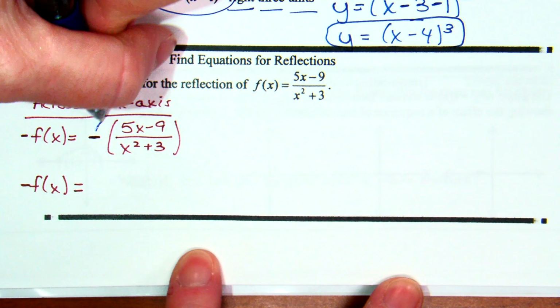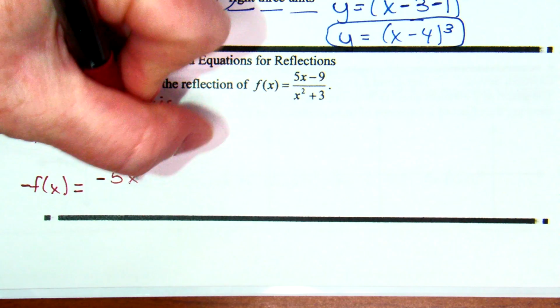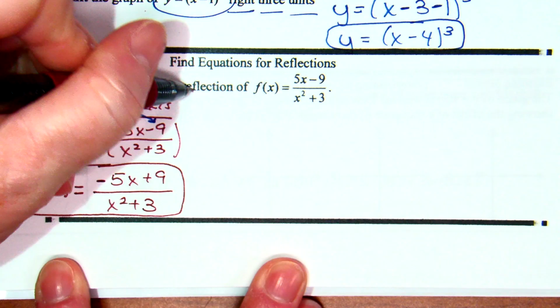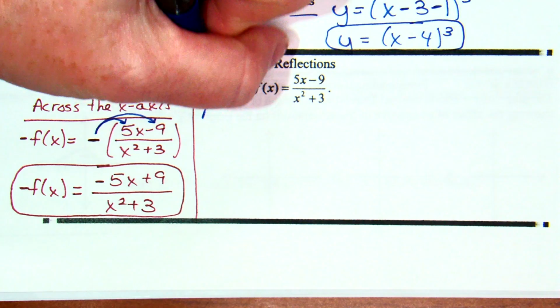So as I rewrite this, if I distribute that negative on top, what does this become? Negative 5x plus 9 still over x squared plus 3. This is an example of a reflection across the x-axis.